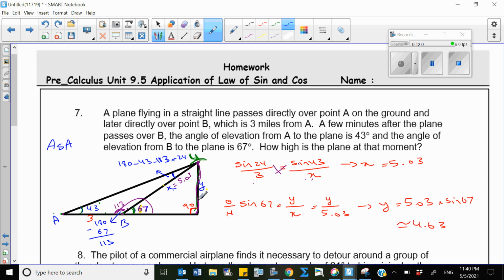Now look at this right triangle that we have here. We're trying to find this side. We have the opposite side and this angle. So sine of 67 is opposite over hypotenuse. It's y over 5.03. Now we cross multiply, and y will be 5.03 times sine of 67, and use your calculator to find this.